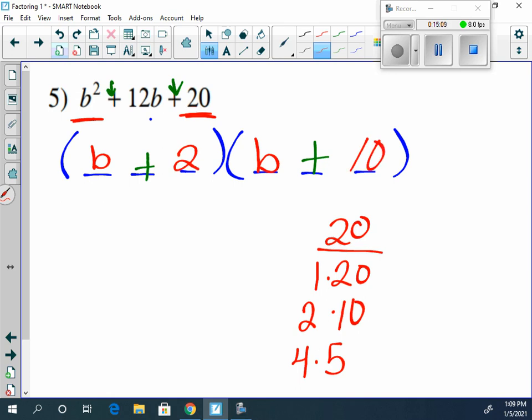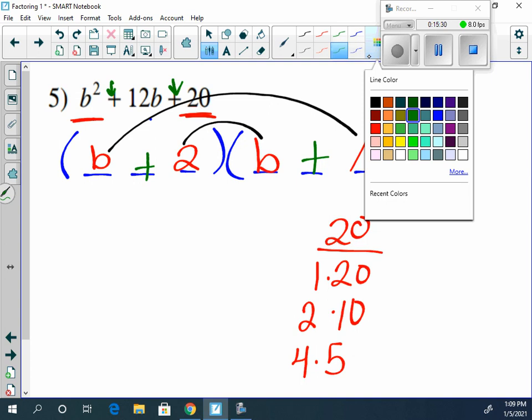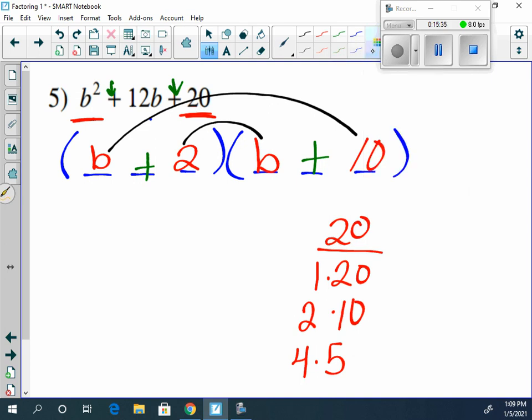So we can plug it in. And again, when I'm doing these here, I just pick one of them. So we pick 2 and 10, and I just plug it in. 2 in one spot, 10 in the other. Because our last step in this is to check it. We're going to multiply back out. Let's see here. Let me get another color. Let's get this one.